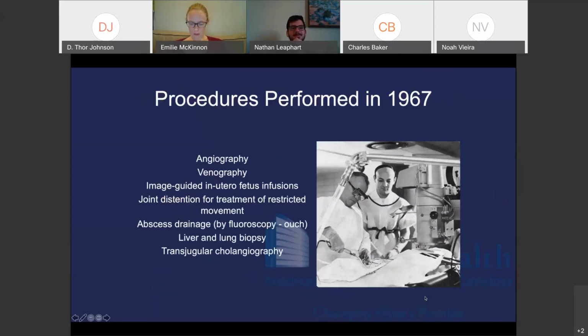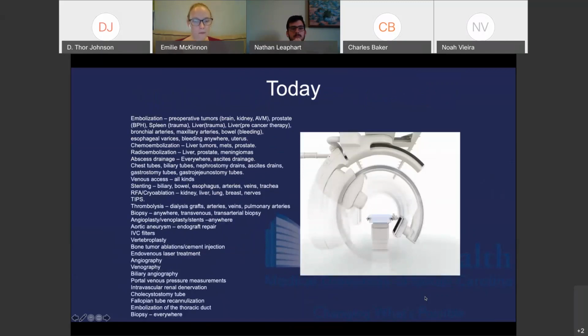So if you look back in 1967 at the procedures that we performed, not a whole lot of stuff here. Although the most terrifying of these is actually the image-guided in utero fetus infusions for RH mismatched babies. I'm not sure I'd want to do that nowadays, but apparently they did that back in the 1960s. But nowadays, there's an incredible amount of different procedures that we do in interventional radiology, and there's enough procedures that you can actually spend most of your career completely specialized in just one subsegment of interventional radiology.